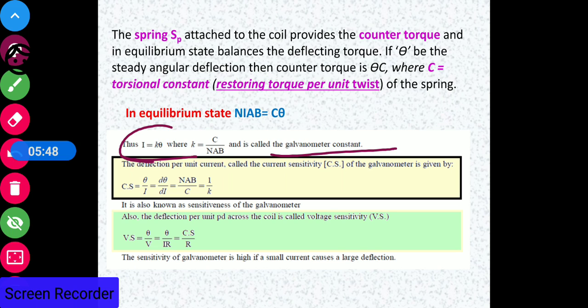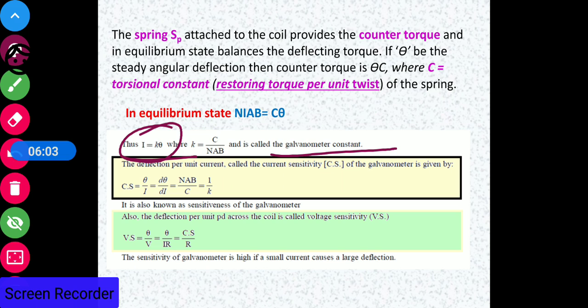From this expression it is clear that I is directly proportional to the deflection, or we can say that the deflection is directly proportional to the current. So there is a linear scale, or linear dependency.